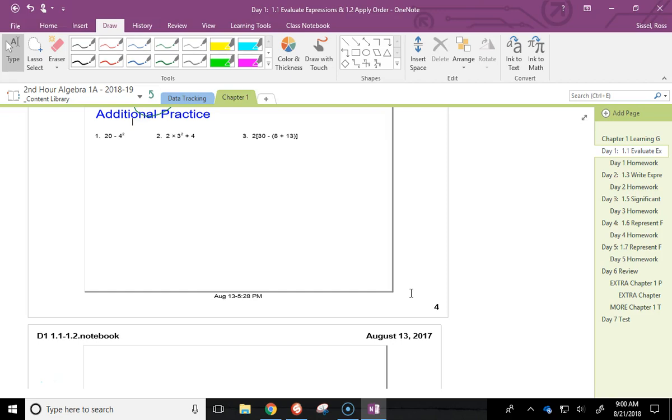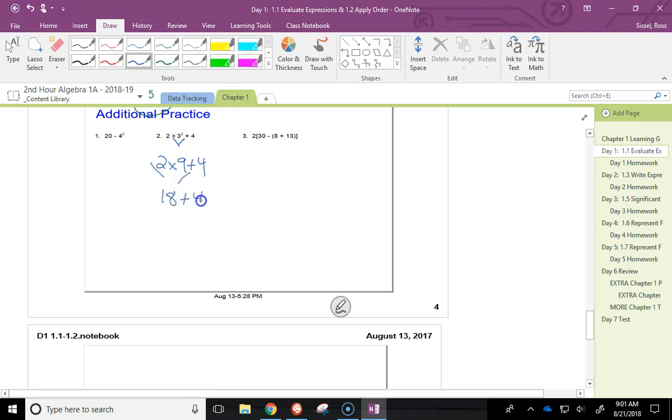Number 2. 2 times 3 squared plus 4. What am I going to do first? Raise your hand for us so I don't have people shout out so everyone can think. What comes first? The exponent. What is 3 squared? Say that one out loud. 9. So 2 times 9 plus 4. What should we do next? Multiply. 2 times 9 is 18, plus 4, 22. It comes out 22. Nice job.